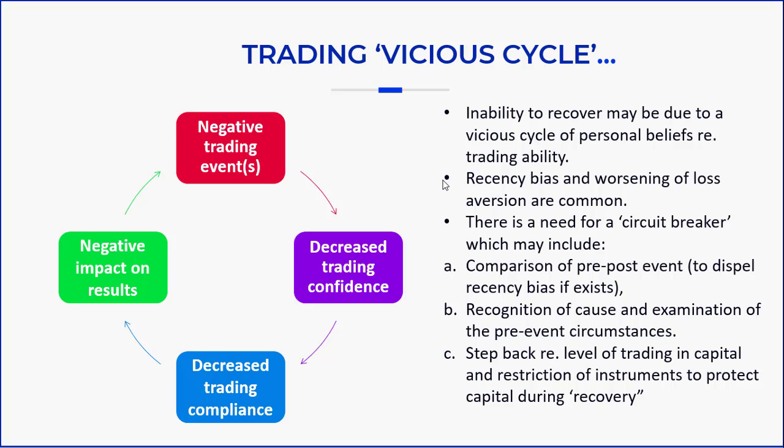So certain tactics we can use: comparison of a pre and post event if we have a recency bias. If we're looking at our last 4 results and say, well, that means I'm a dreadful trader, when actually your previous 3 months have been good, then we can look to evidence to say that's okay. We can obviously start to dig deep into what is causing the pre-event circumstances. Is there anything that's happening at this stage that says, well, that's ultimately a causation of that negative trading event, that repeated loss? And of course, our ultimate sanction is to step back in terms of the level at which we're trading, restrict the number of instruments, and protect your capital during times of recovery.